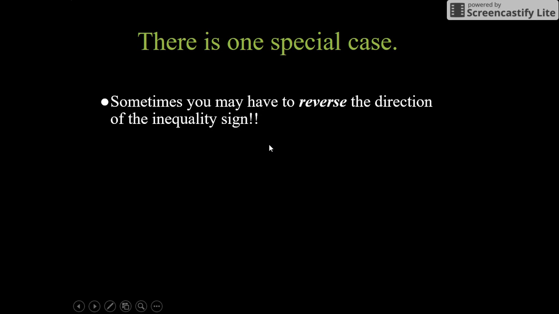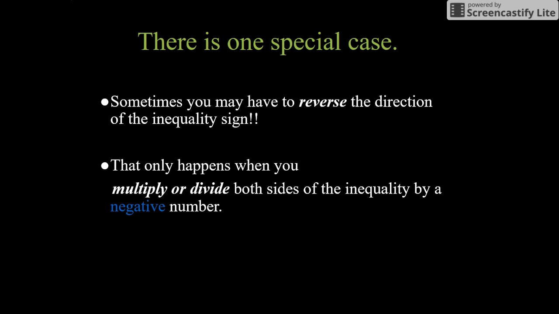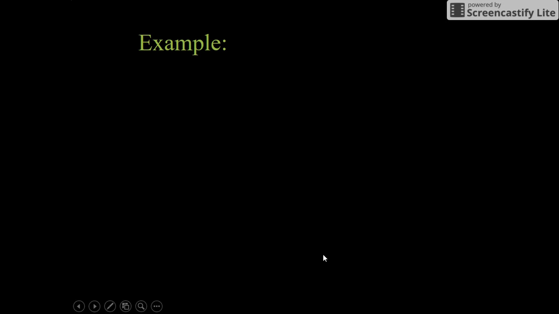I hope you are. There's one special case. There's always something to toss everything upside down. Sometimes you have to reverse the direction of the inequality sign. So if you're going that way, you then have to make it go that way. I'll show you how. It only happens when you multiply or divide both sides of the inequality by a negative number. You know how sometimes you have to do that? So only if you multiply or divide by a negative number does it do a little switcheroo. I'll show you an example.